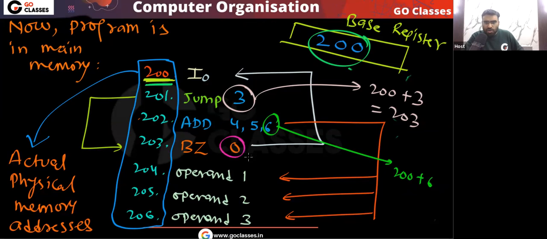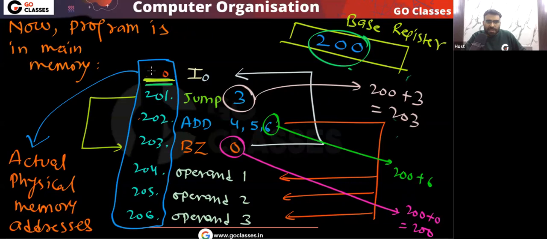What will this 0 actually mean? This will actually mean 200. Is everything perfect or not? Yes, that's it. Your program has become relocatable. Now you can relocate at any address.